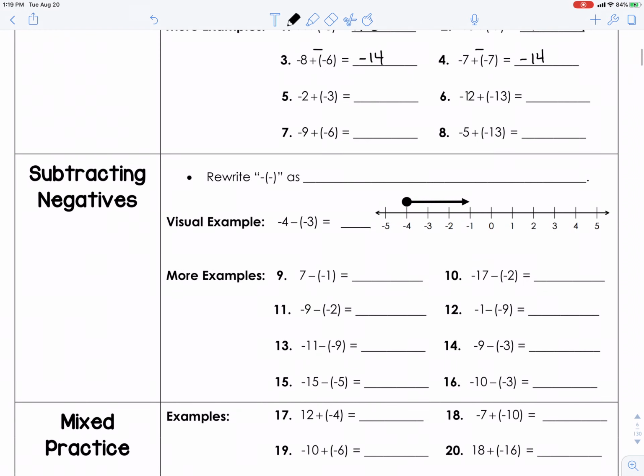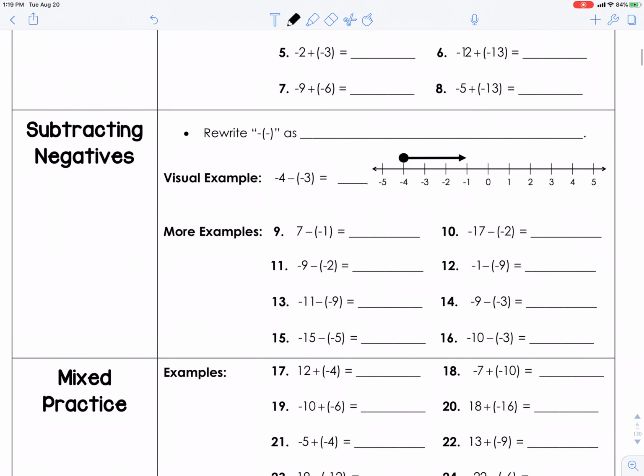Subtracting negatives. Moving on to the next section. When you have 2 negatives together, just like here, a negative, or subtracting a negative, it just becomes addition. Okay, it's just addition. So this, under the visual example, is negative 4 minus a negative 3. That just means negative 4 plus 3. Well, what's negative 4 plus 3? Well, they're showing us. They started at negative 4, and then we went to the right, because we add. When we add, we move 3 to the right. We go 1, 2, 3, and that's how they got to negative 1.